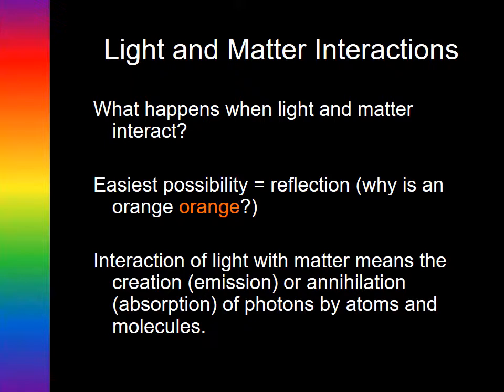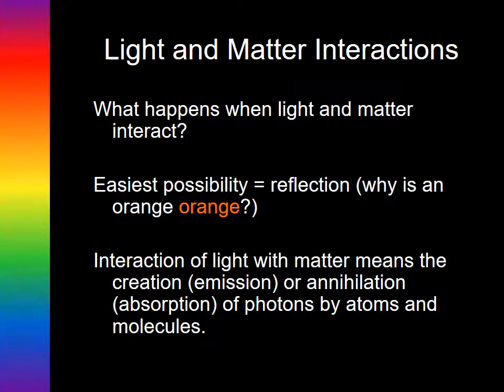When a photon comes in and hits matter and then bounces off of it, which leads us to the question, why is an orange orange? Why does it look orange to us? Well, if you're holding an orange outside in the sunlight and there's all the colors of light coming from the sun and hitting that orange, why are only the orange photons getting to your eye? Well, your orange will absorb the other colors and reflect orange.